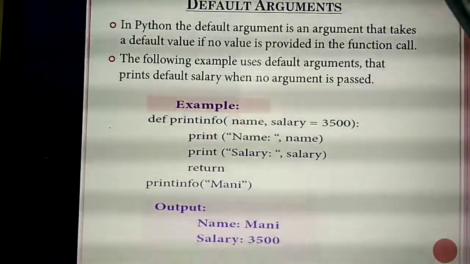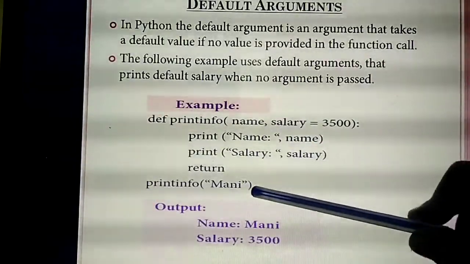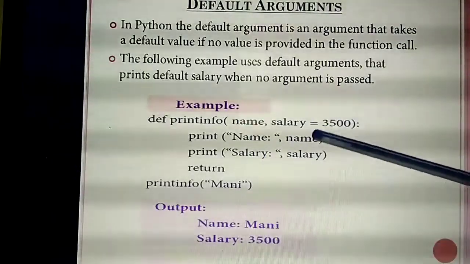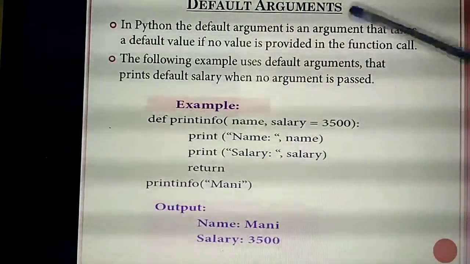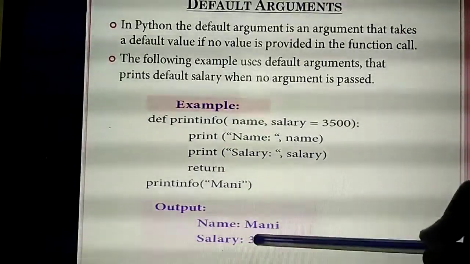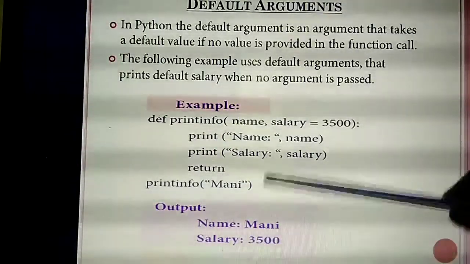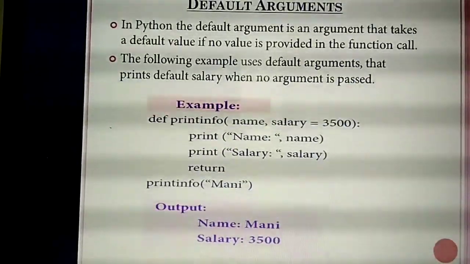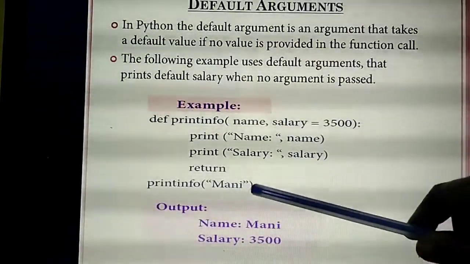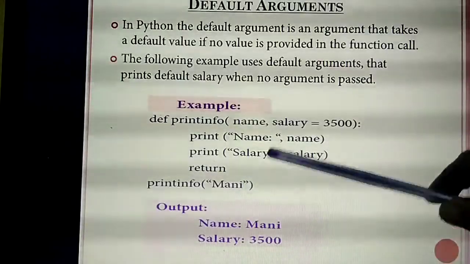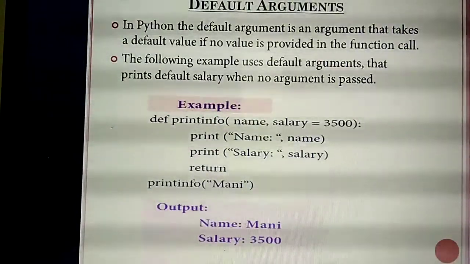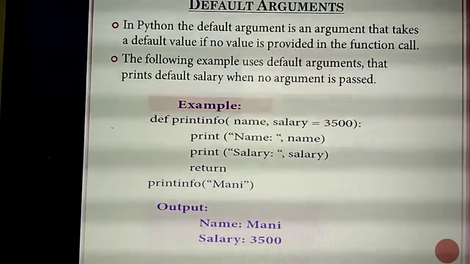No. What's the condition? If you are passing values here, that value will be taken as the output. At that time, it won't take the default value. Here I am giving 20,000, so you will get the output Asha comma 20,000. When will it take the default value? Only if you are not passing the values here. Understand the default arguments?